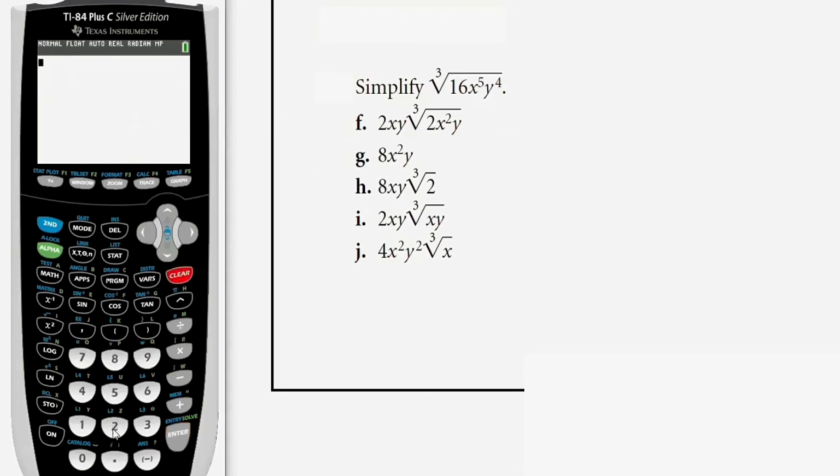So we have 2x, y. Okay, cube root of, go to maths, option 5 is the right function. Oh, sorry guys. Let's begin with cube root of option 5, the right option. So cube root of 2x square, and we have times y.